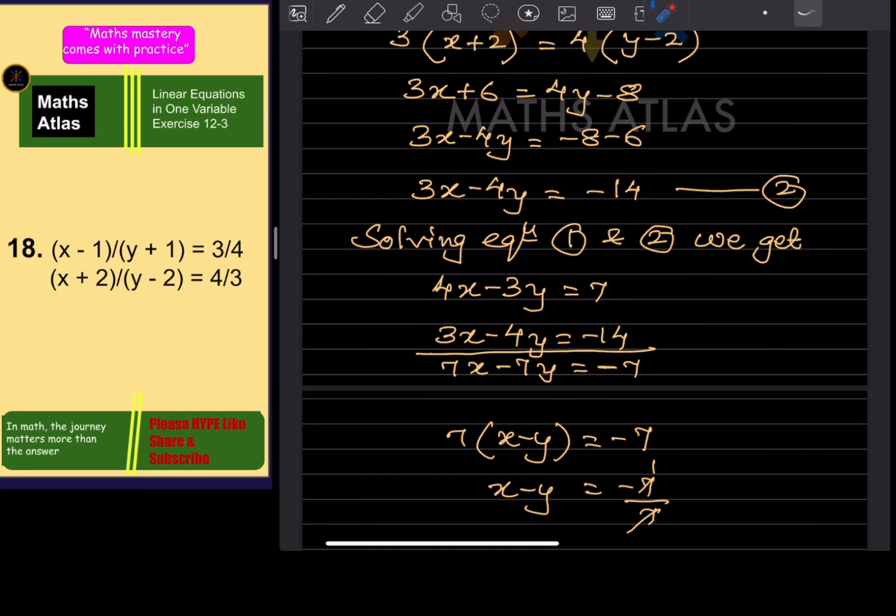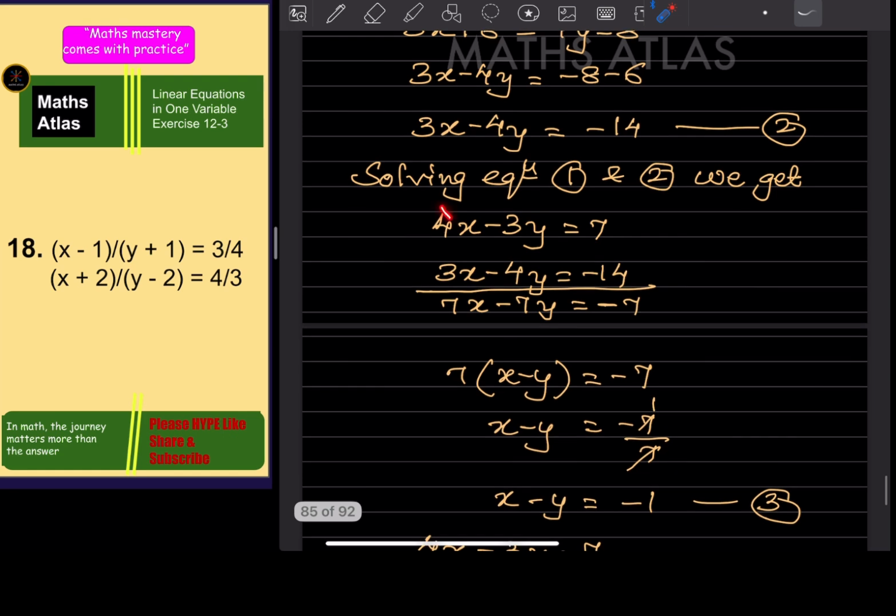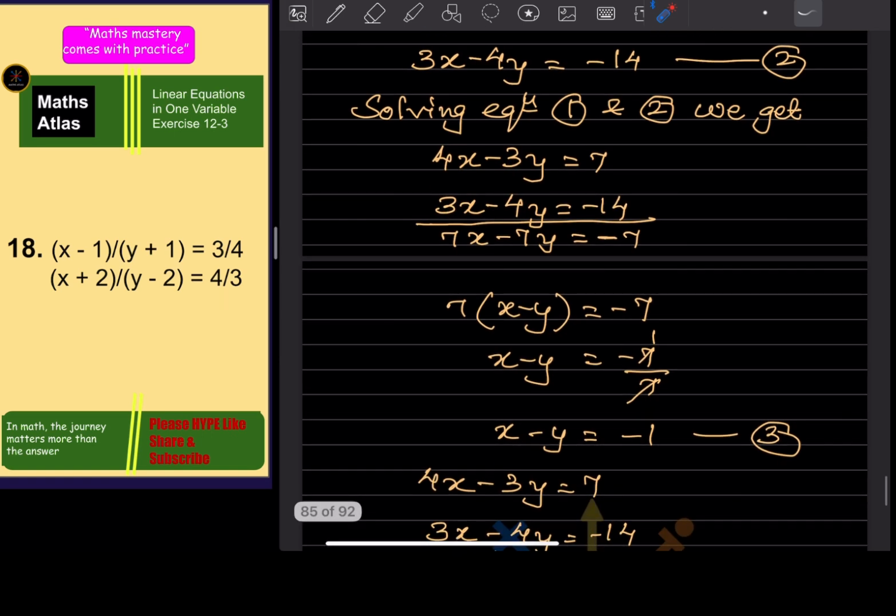This is equation number 1 and this is equation number 2. Instead of making the coefficients equal, we can see one thing here. This is 4, 4. This is 3, 3. So we are going to use that. Once we will add it and once we are going to subtract it. So this is going to be 7x minus 7y is going to be minus 14 plus 7 minus 7. From here 7 is common, so x minus y is minus 7 by 7. So x minus y is going to be minus 1.